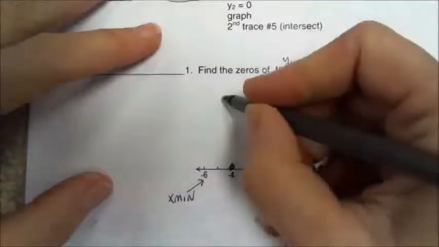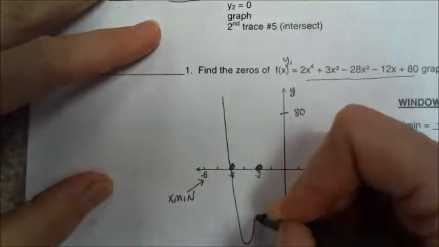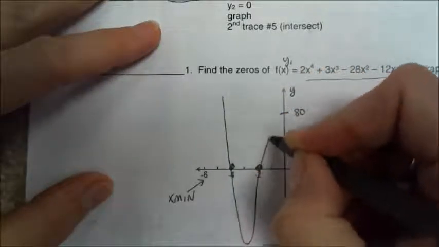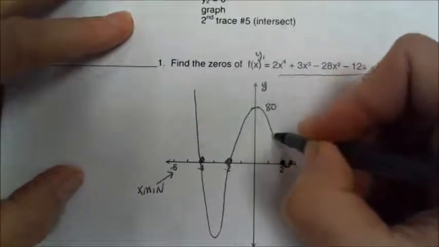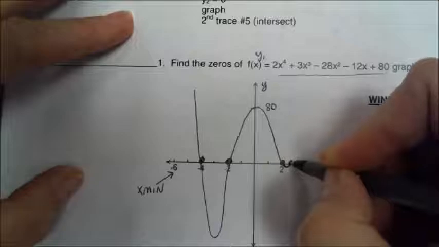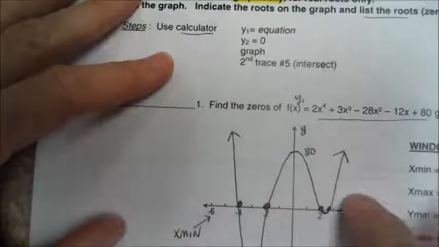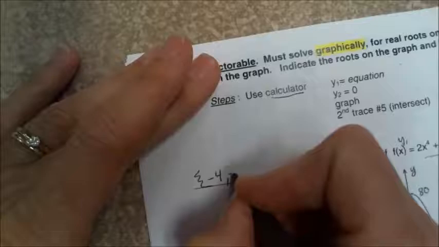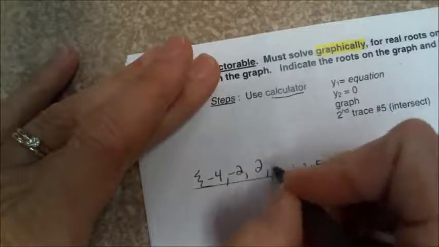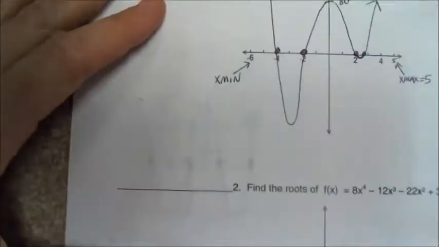So we come way down here. We come up through y equals 80, and then we come down and we hook around a little bit, and then we come up and we put an arrow at both ends because this goes up forever in both directions. So what are the zeros? The zeros are, like we said, -4, -2, +2, and +2.5. That's it for that one.